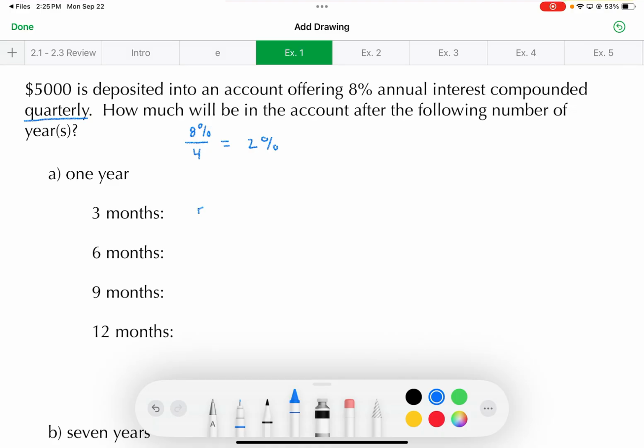we deposit this money. So that's going to be 5,000 added with 2% times 5,000, right? Now there's a common factor of 5,000 that I can pull out here. Okay, and I could call that 5,000 times 1.02, excuse me.